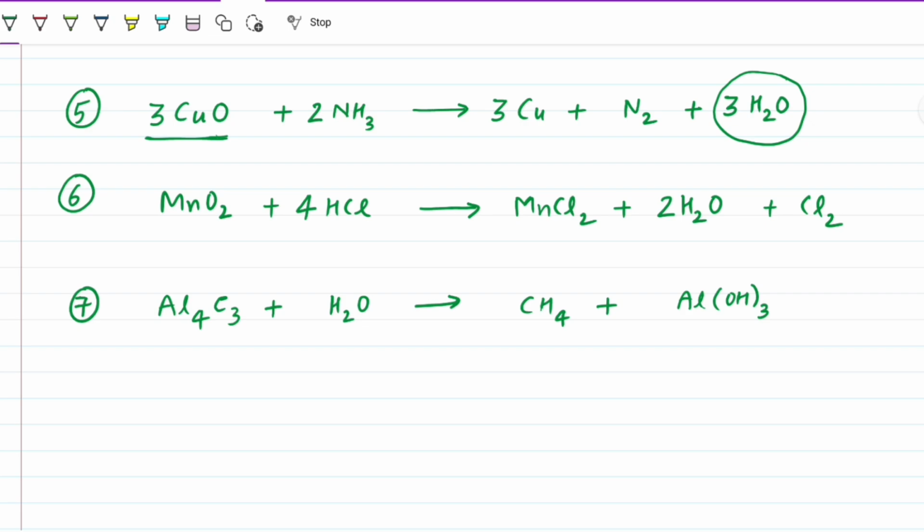On the reactant side, we have 4 aluminium. On the right side, we have only 1 aluminium. So what I can write is 4 here. Next, balance the non-metal. In this case, what we have is carbon. This side we have C3, 3 carbon atoms. On the right side we have CH4, only 1 carbon. So I will write 3 here to balance carbon.